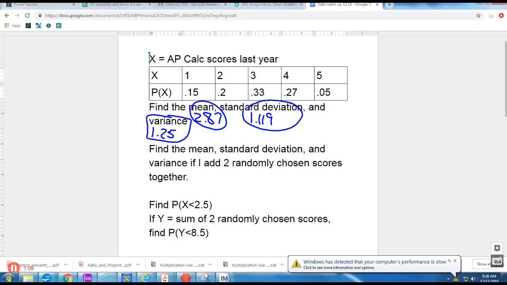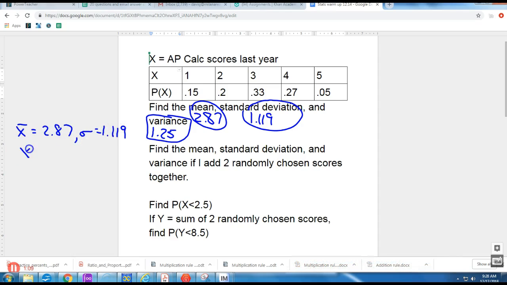Alright, so this one seems to be throwing people off, because we had only done this with normal distributions so far, but it's the same idea. So I've got a mean of 2.87, standard deviation of 1.119, and another mean of 2.87, standard deviation of 1.119. I want you to combine those. The way you combine the means is you just add those two up, right? So that's 5.74.